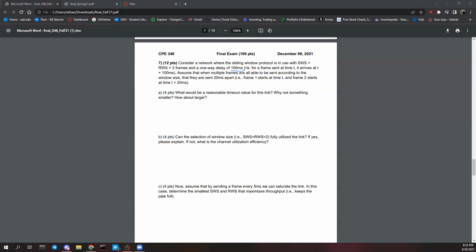So he said we have a one-way delay of 100 milliseconds. So if that's the one-way delay, that means the RTT is equal to 2 times 100 milliseconds. Well, if we set the timeout value equal to RTT, it's too small. It's not going to account for any type of congestion, stuff like that. So what we want to do, he says, what would be a reasonable timeout value for this link? So you kind of just suggest something. The thing that I've been saying is 1.2 times the RTT value.